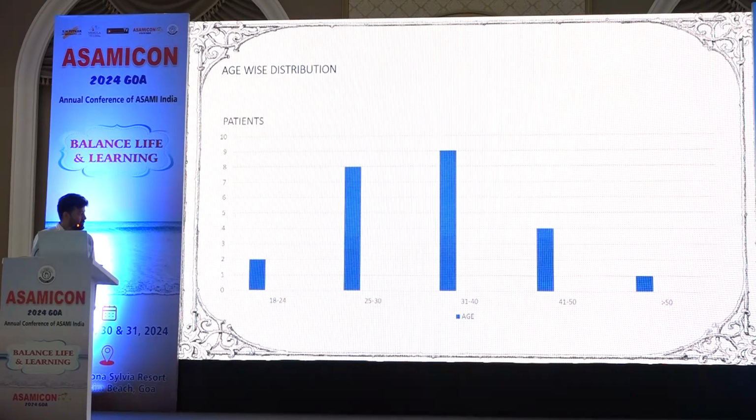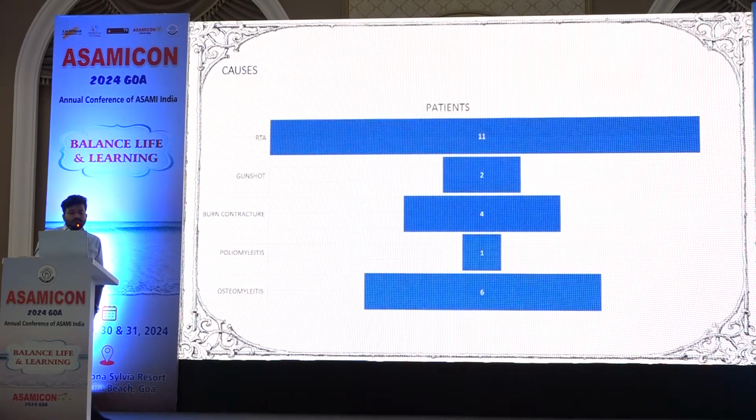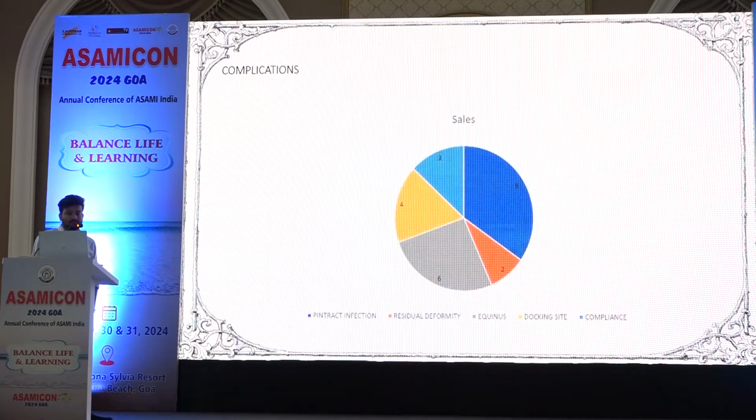Mostly the patients were between 31 and 40 years of age. So these are the causes with which the patients presented. Mostly the patients came with RTA, 2 with gunshot injury, osteomyelitis cases were 6, and 1 of poliomyelitis.